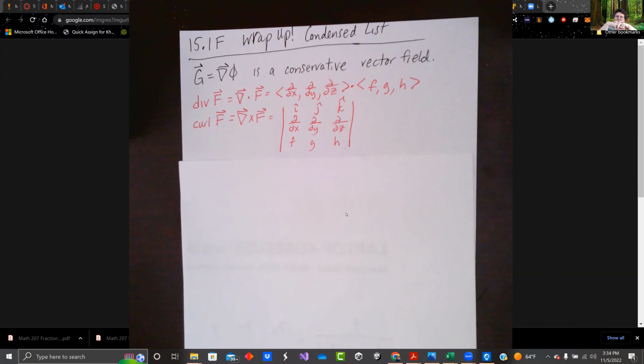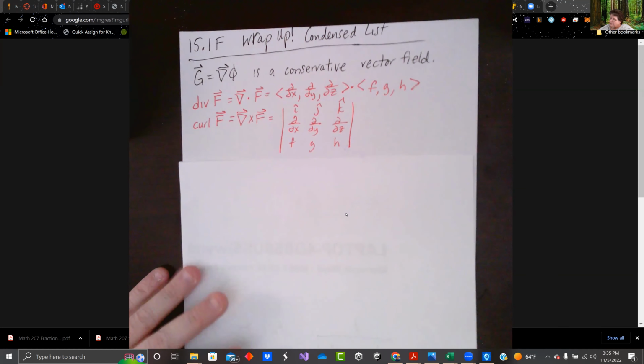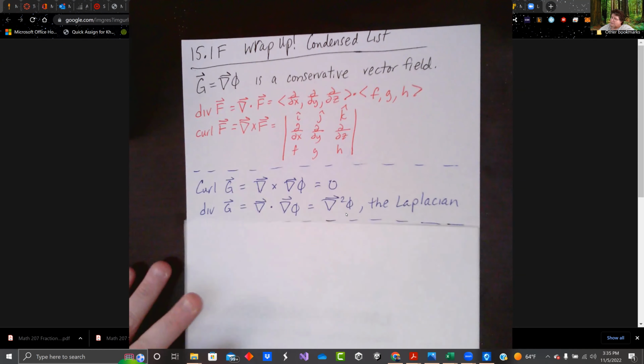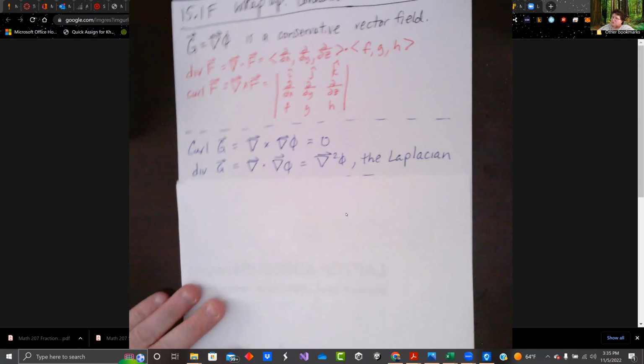We talked about that divergence of F is the dot product of the del operator with F. So div and dot product both start with D. The curl of F is the cross product of the del operator and F. So curl and cross both start with C. We talked about that. Then we looked at what actually the curl of G is.